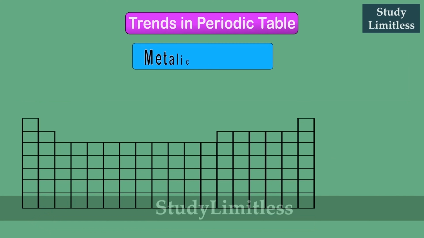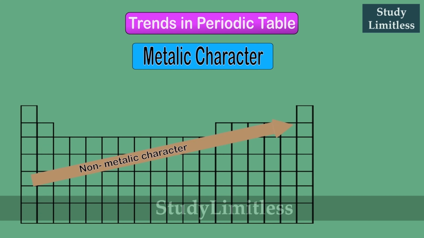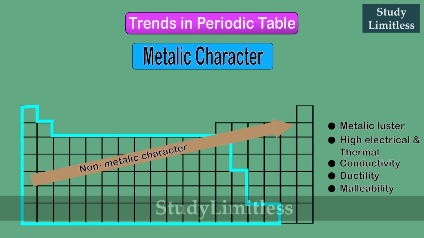Now let's talk about the metallic character. The metallic character of an element is dependent upon its physical properties. If you look at the periodic table carefully, you would understand that most of the periodic table is filled with metals, and these metals have certain properties which include a metallic luster, high electrical and thermal conductivity, ductility, malleability, and some other traits. The right hand side of the periodic table contains non-metals, gases, and metalloids.